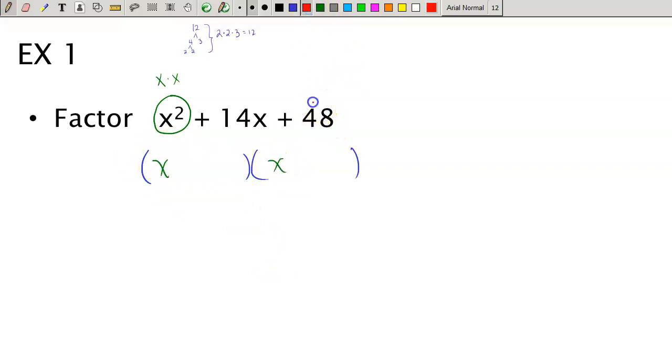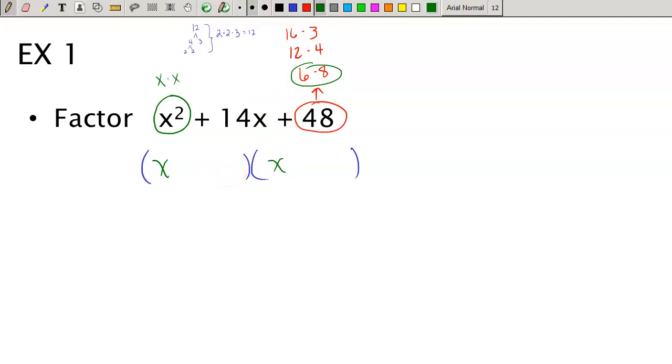And then I'm going to think about the last term as well, and I'm going to think about what multiplies up to 48. There's a few things that work there. 6 times 8 is 48. There's a bunch. Well, 12 times 4 is also 48. 16 times 3 is also 48. And so which combination is going to work here? So the correct combination is 6 times 8.